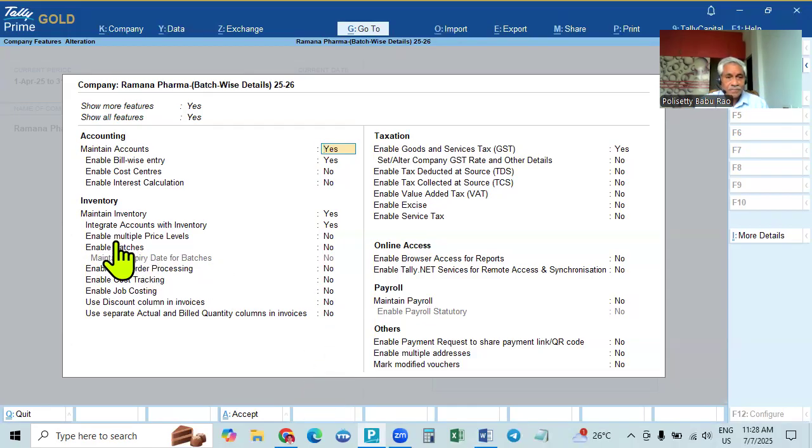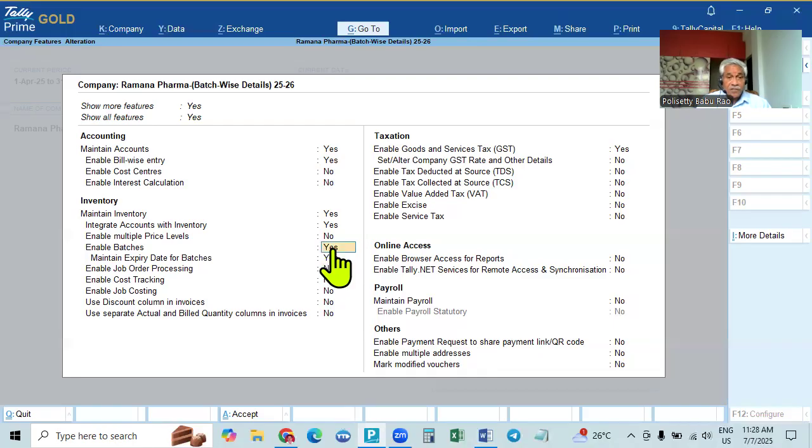So how will we do it here? See here in the inventory. This is relating to the inventory only. So in the inventory, come to the fourth one. So enable batches. We have to enable the batches, make it yes. Along with the batch, batch number and manufacturing date will come, and along with it, we require the expiry date also. If there is an expiry date, the next one is maintain expiry date for batches. This also you have to make yes. So both you have to enable.